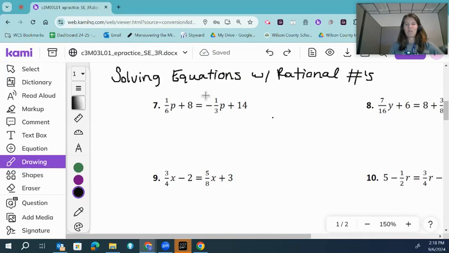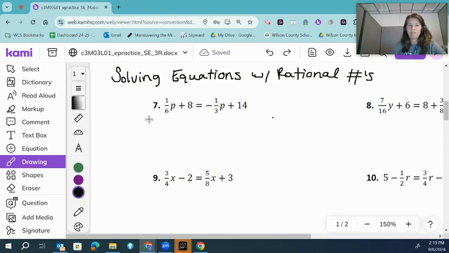Today we are solving equations with rational numbers. When we are solving equations that involve fractions, we need to find common denominators. In order to find common denominators, I am finding the least common multiple of all of the denominators. In this case, my denominators are 6 and 3, so the least common multiple between them is going to be 6 because 3 evenly goes into 6.